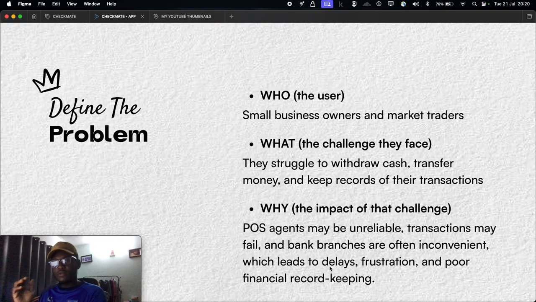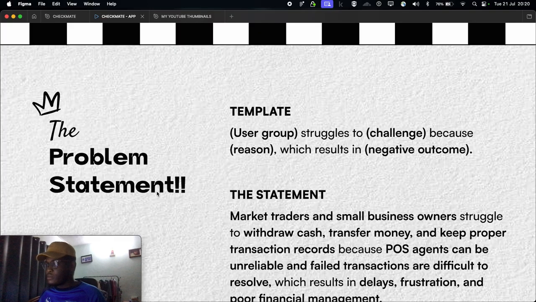Now we have broken down everything to be able to understand or define the problem, which we have used by asking ourselves three questions: who is the user, what challenge are they facing, and what's the impact of that challenge, right? Now we have gotten two things: breaking it down and defining the problem. Once you have defined the problem, you then create a problem statement. So that's the next step we are going to: problem statement.